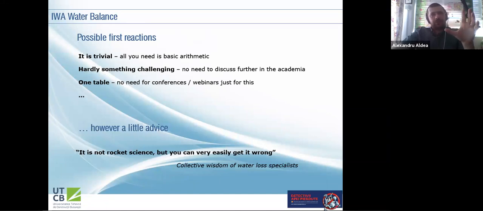So now I'm going to reach out to the people who are starting to do the water balance, but may have one of the reactions that I explained earlier. You're probably a young consultant, you're probably someone in your water utility, and all of a sudden you have to do the water balance. And at some point you'll find that it's very easy. You will change your opinion soon enough.